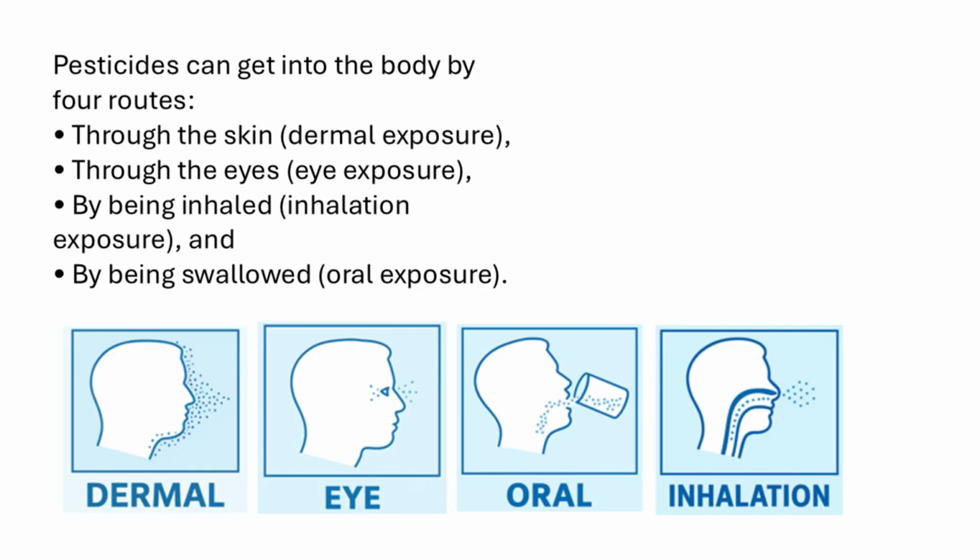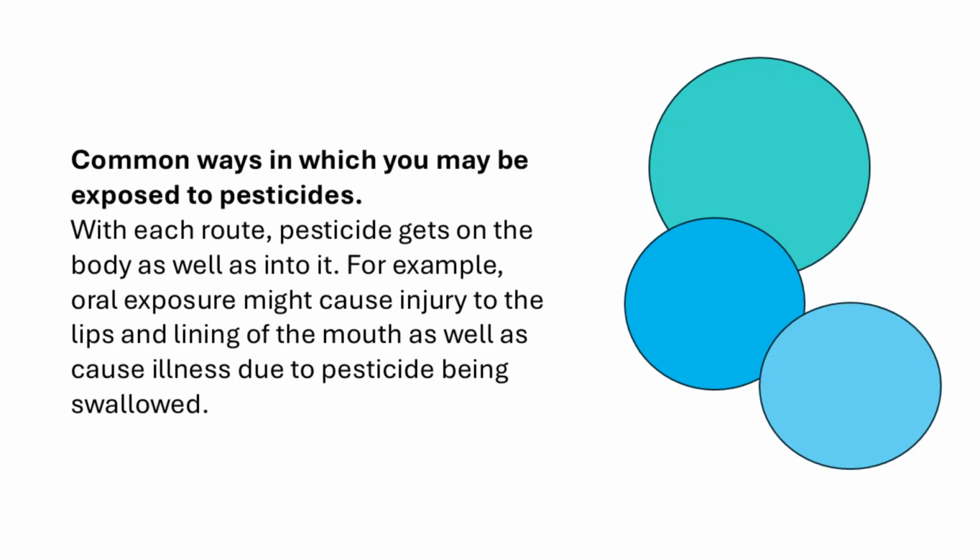Pesticides can get into the body by 4 routes: through the skin, dermal exposure; through the eyes, eye exposure; being inhaled, inhalation exposure; and by being swallowed, oral exposure. Common ways in which you may be exposed to pesticides. With each route, pesticide gets on the body as well as into it. For example, oral exposure might cause injury to the lips and lining of the mouth, as well as cause illness due to pesticide being swallowed.